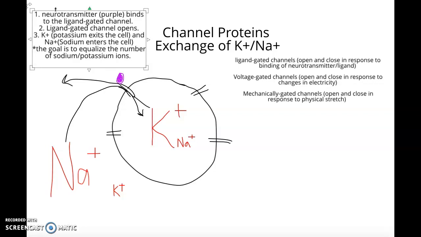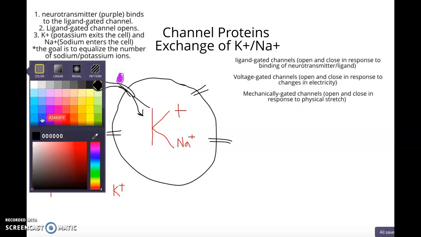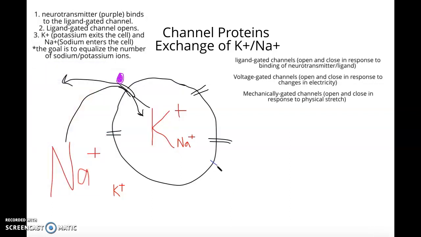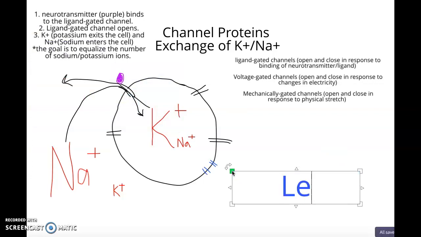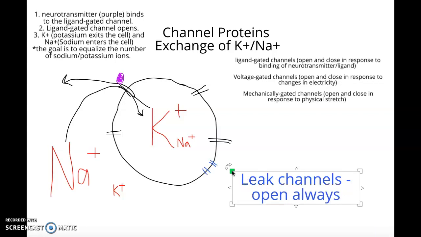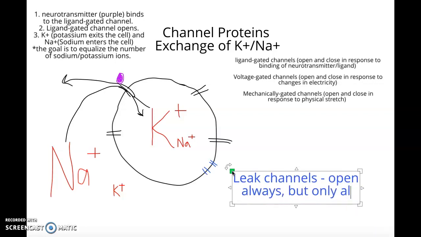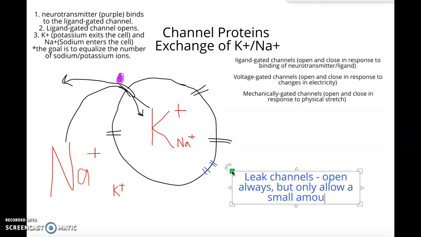Okay, so there are a few other holes and proteins within the cell membrane. So for example, there are little channels present all the time that we call leak channels. So these little ones in blue, these are leak channels. These are open always, but only allow a small amount of exchange.